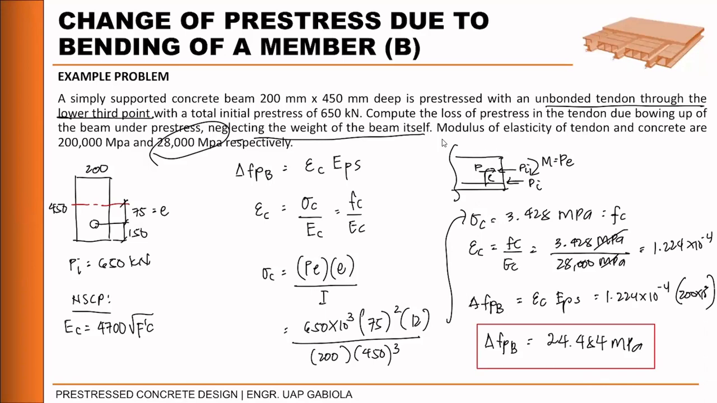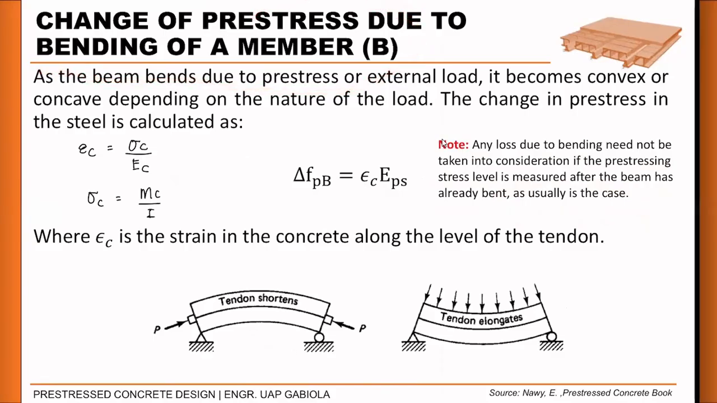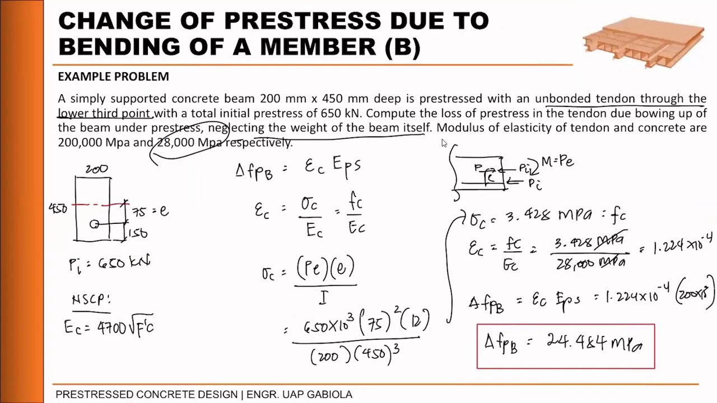A question here about bending. So there's a note here, no? Any loss due to bending need not be taken into consideration if the pre-stressing stress level is measured after the beam has already bent. Okay? Which is the usual case. So, unless otherwise noted that there is a loss due to bending, only then will we calculate it. But if it says nothing, we can disregard bending in the consideration of our losses.